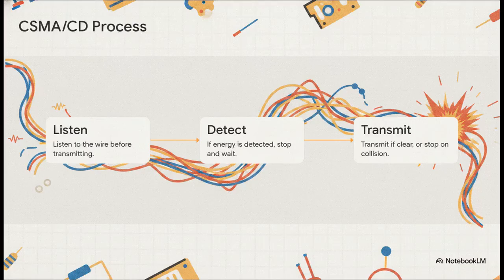So how did older networks handle this mess? They used a mechanical process called CSMA/CD, carrier sense multiple access with collision detection. It's basically a 3-step dance. First, the device literally listens to the wire. If it detects energy, meaning someone else is talking, it waits. If it's clear, it transmits. But if two devices jump the gun and transmit at the same time, they detect the collision, instantly stop, and wait a random amount of time before trying again. As you can guess, it's highly, highly inefficient.